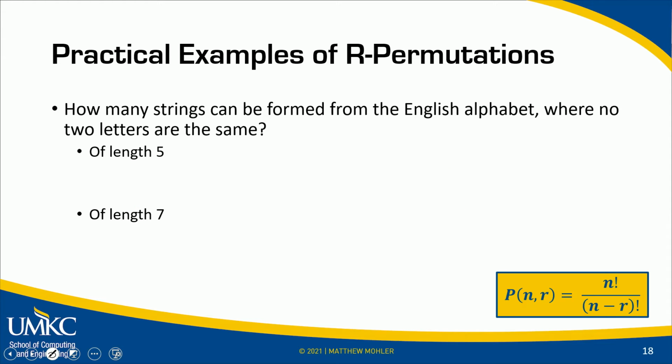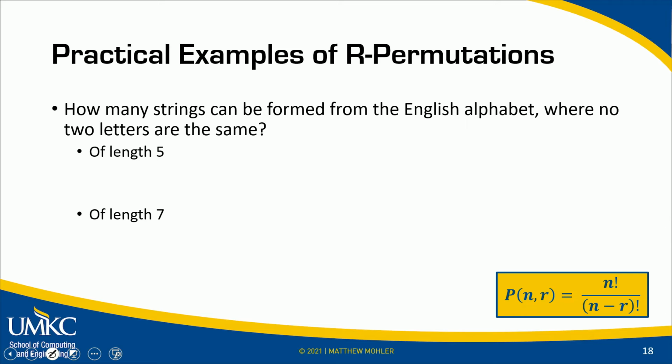Now let's look at some examples of R permutations. Again, this is where you're only forming permutations of length R from a set of n elements. So first, let's say how many strings can be formed from the English alphabet where no 2 letters are the same. By definition of a permutation, you're picking unique elements every time. It's coming from a set with unique elements. So the no 2 letters are the same is kind of irrelevant information until we make it to repeated sampling later. In this case, the first question is, how many of those can be formed of length 5?